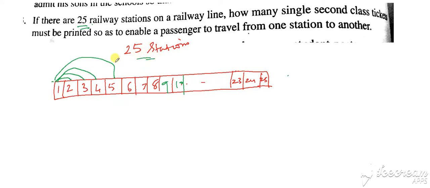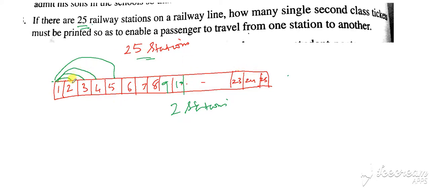Now for example, if a person wants to travel, he must choose two stations. Why two stations? Because at one station he has to get in and at another station he has to get out of the train. So for example, he may get in at station 1 and drop at 2, or he may get in at 1 and drop at 3, or 1 and drop at 4, or 1 and drop at 25, like this.